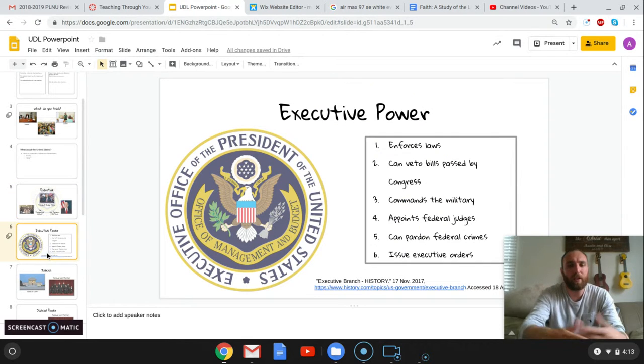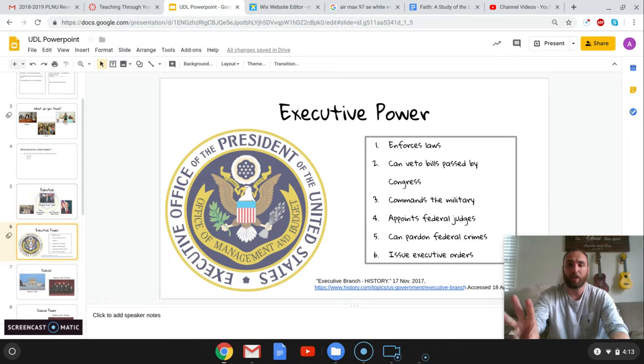And so here are the powers that the executive branch has. One, they enforce the law. Two, they can veto bills passed by Congress. This means that if Congress wants to pass a bill, the president can decide to say, no, I don't want that to be passed, and override whatever Congress wants to do.